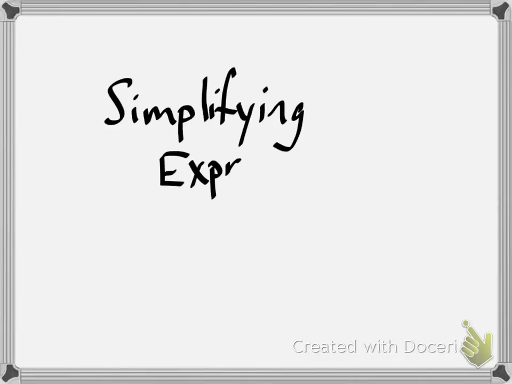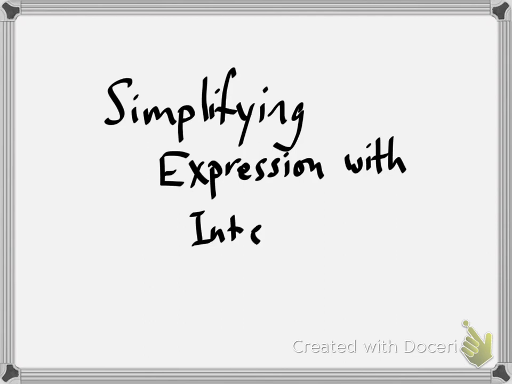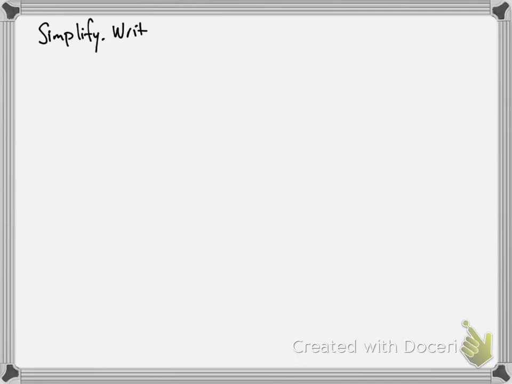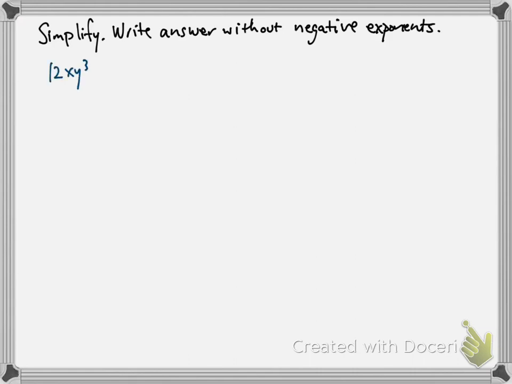Let's look at simplifying expressions involving integer exponents, and we'll look at this through an example. Suppose you want to simplify and write the answer without negative exponents. Let's look at this particular example: 12xy cubed over 14x to the minus 4y to the fifth, all raised to the minus 2 power.